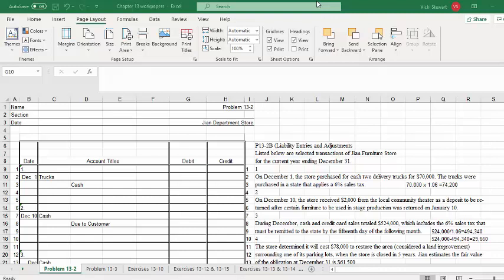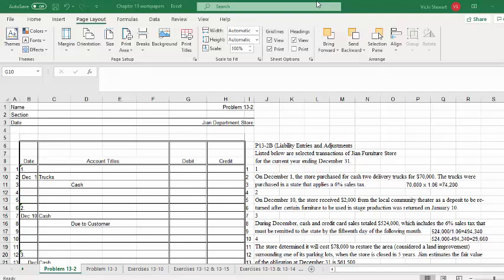This is a demonstration of problem 13-2B. Listed below are selected transactions of GN Furniture Store for the current year ending December 31st. The first one states on December 1st, the store purchased for cash 2 delivery trucks for $70,000.